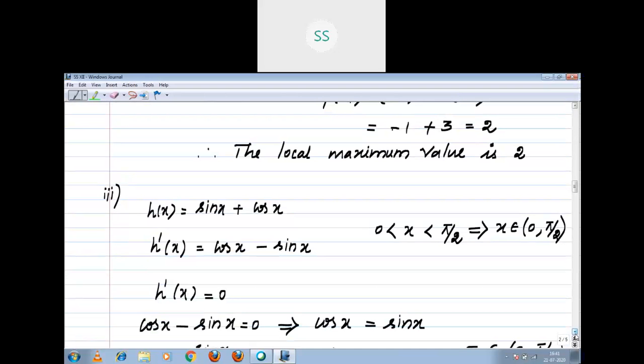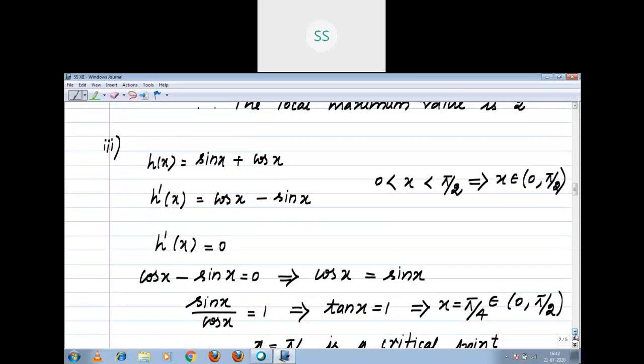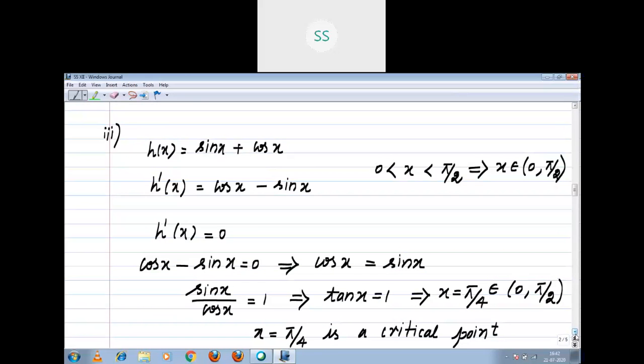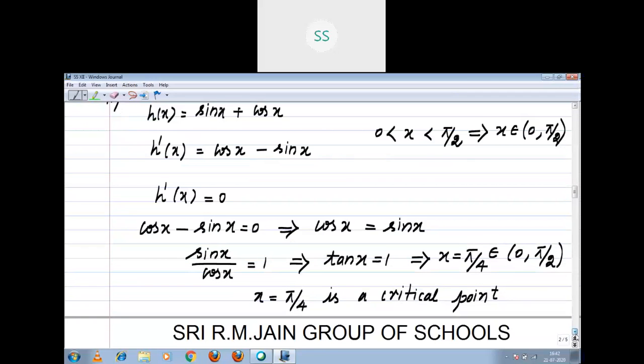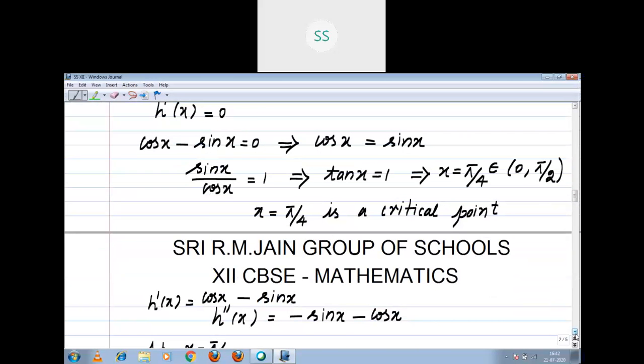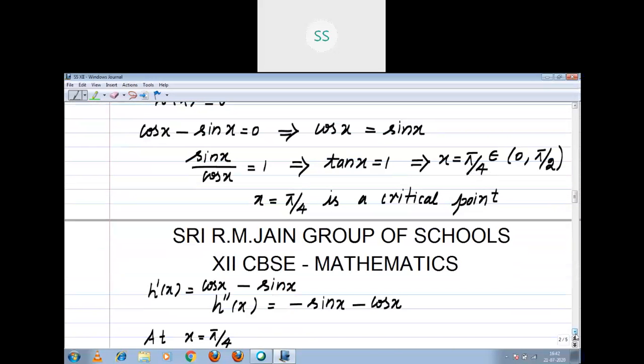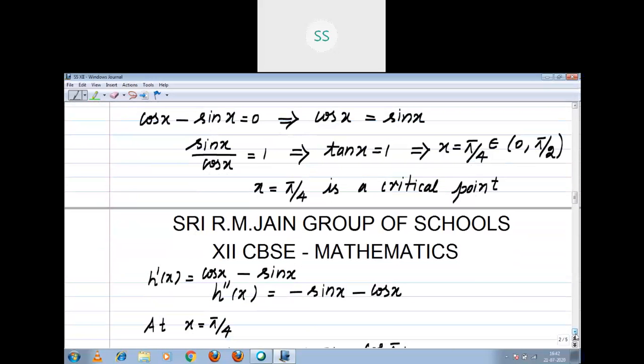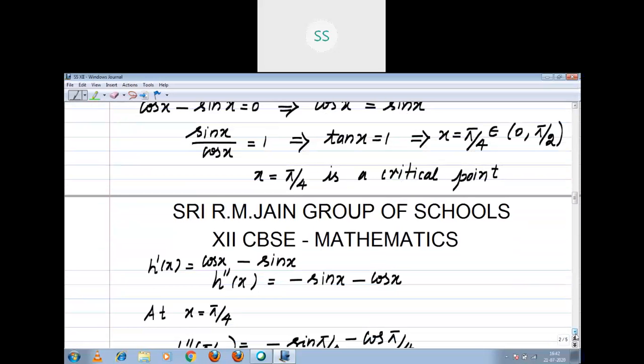The trigonometric functions are equal at 45 degrees, right? Or you can write like this: sin x by cos x equal to 1, tan x equal to 1, therefore x is equal to pi by 4. Check whether the point exists in the interval or not. It exists. That point we call the critical point. Then the next step, you found the second order derivative of the function, that is minus sin x minus cos x.